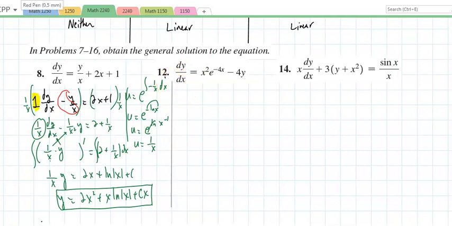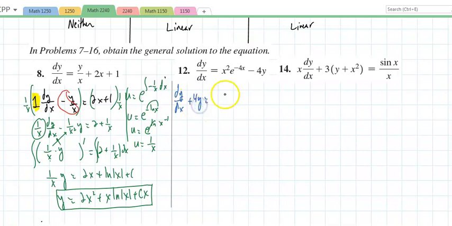And if I look at the next problem, problem number 12, I'm thinking, well, let's see. If I get dy/dx plus 4y equaling x squared e to the negative 4x, again, that's not separable. I can't separate those. But what I could do, I could say that's a first order linear differential equation.